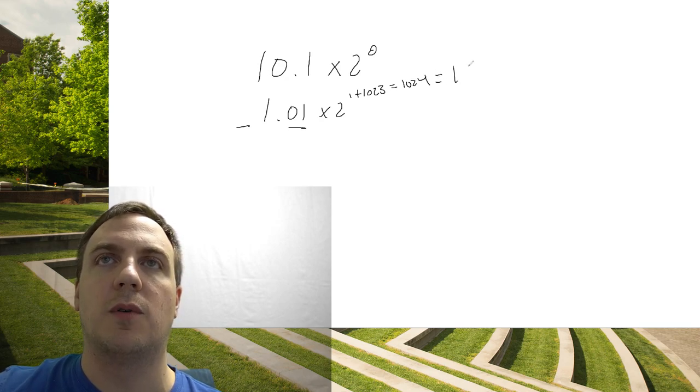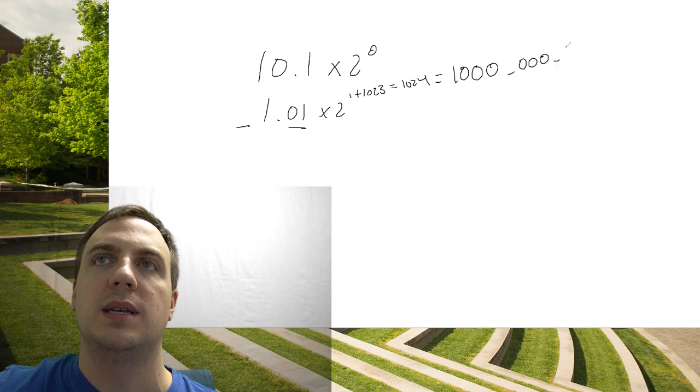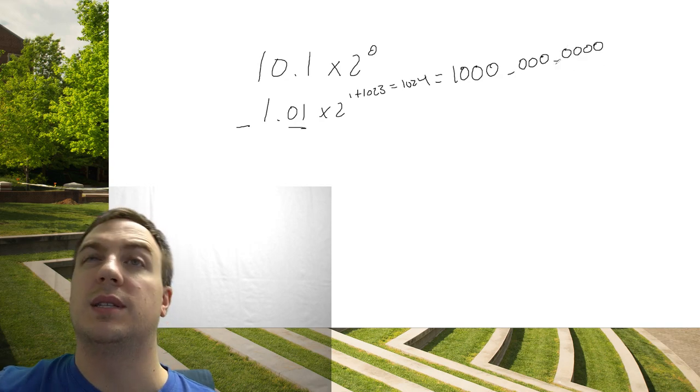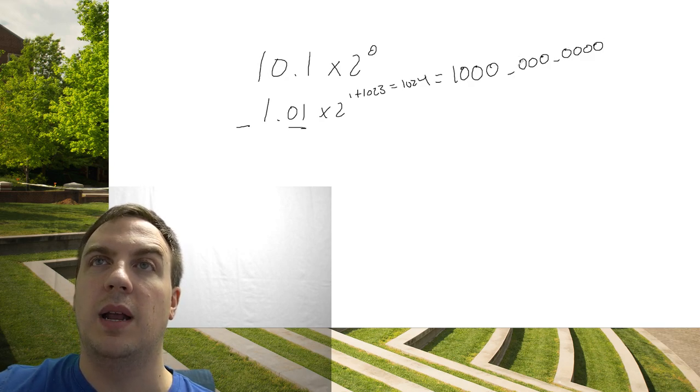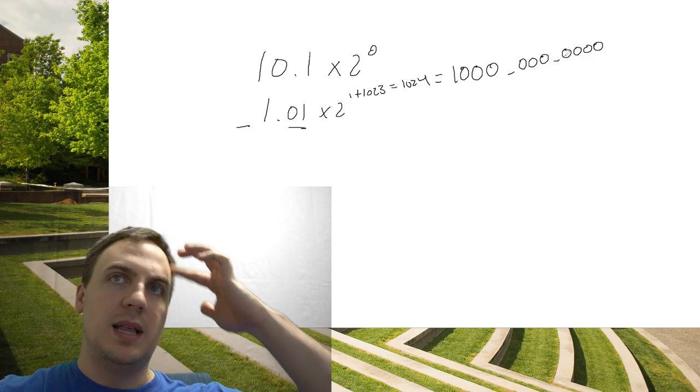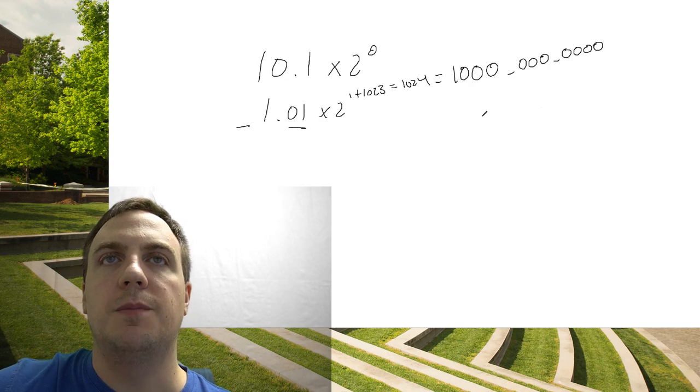So there's 1024's place, 512's place, 256's place, 128's place, 64's place, 32's place, 16's place, 8's place, 4's place, 2's place, 1's place. So is that 11? So 4, 8, 9, 10, 11. So that's 11 total bits. That's our exponent. Okay, so let's group these out.